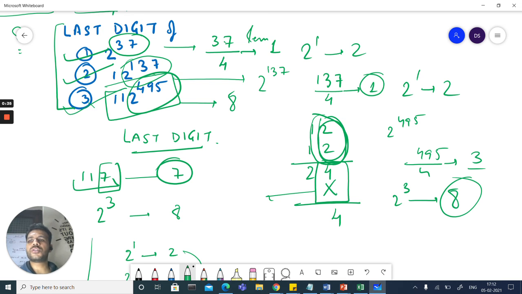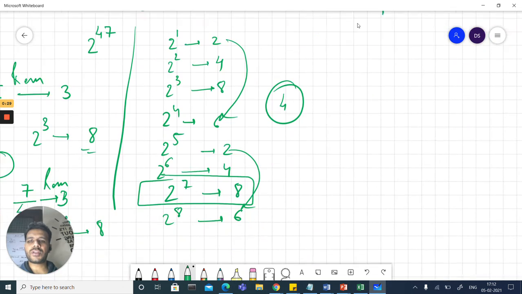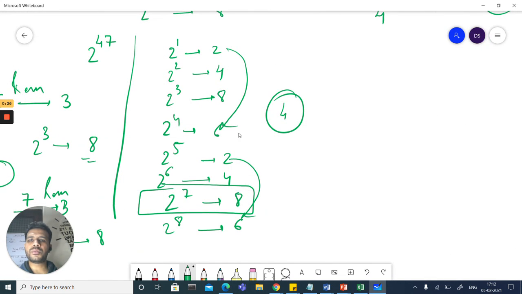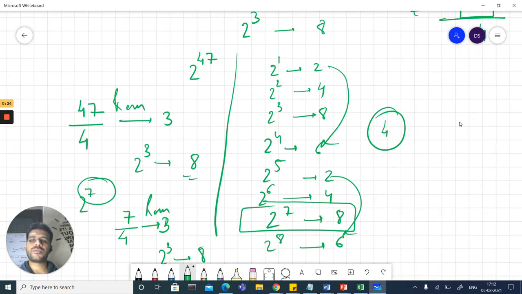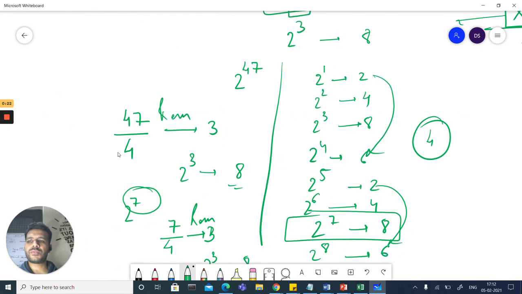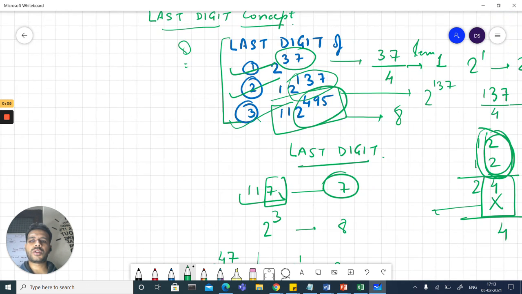So this is how you solve the questions which come on the last digit. You just have to check the cyclicity of a number. The cyclicity of 2 comes out to be 4. That means we'll always divide by 4. In the case of 47, we did 47 divided by 4, which leaves a remainder 3. Whatever comes as a remainder, you put that in the power of that number. Here you put that in the power of 2, you get 8. That's your answer. That's a simple way of using the concept of last digit.